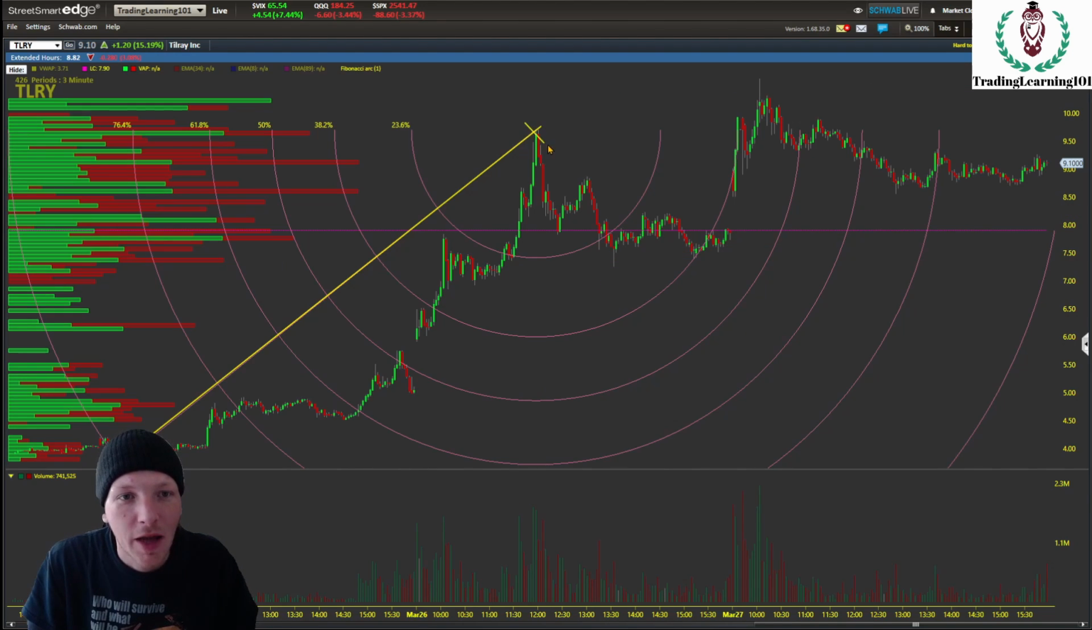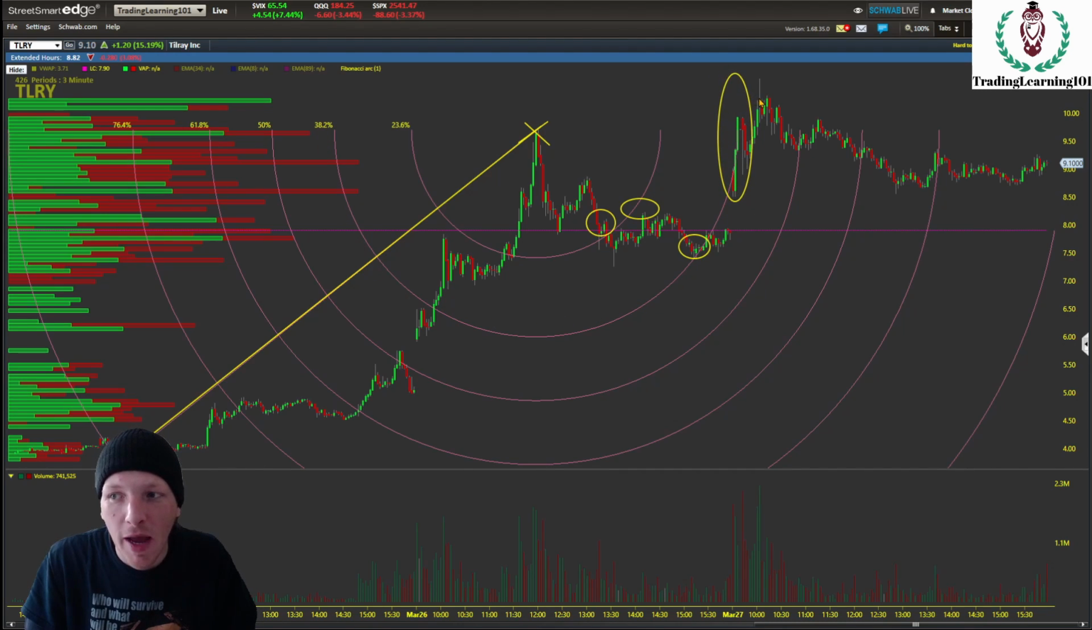After the stock topped out right here, you could see it came down to this ring right here, quickly bounced off of it, and then fell through it, and then it was all acting as resistance right here. The next ring it came to was right here. It was bouncing off of it and even went sideways right through it for support, and it just rode this ring, this 38.2% ring, all the way up, right up into here.